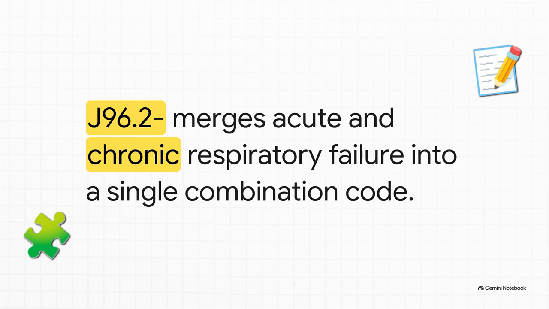Picture two separate clinical icons, one for acute failure, one for chronic, and they just merge together into a single glowing code box, J96.20. Whenever you see an acute breakdown of a chronic respiratory state in the chart, you go straight to a combination code from category J96.2-.